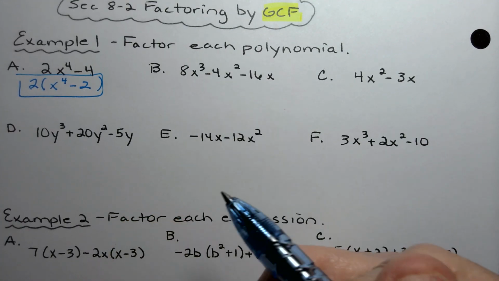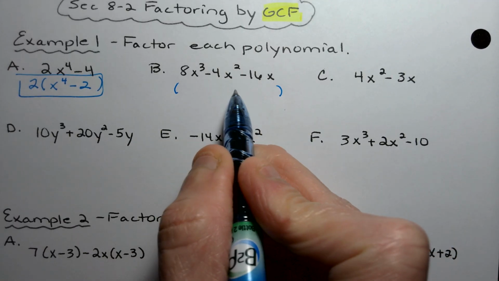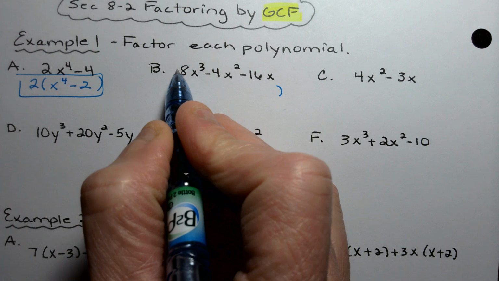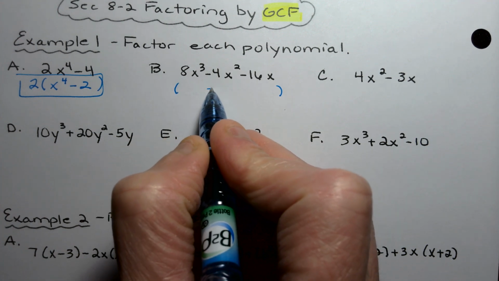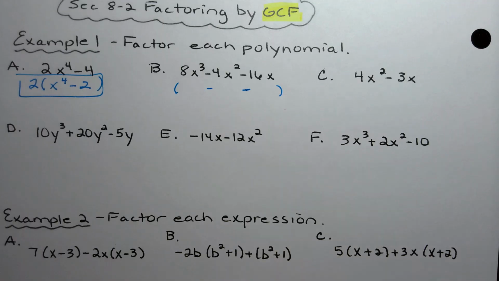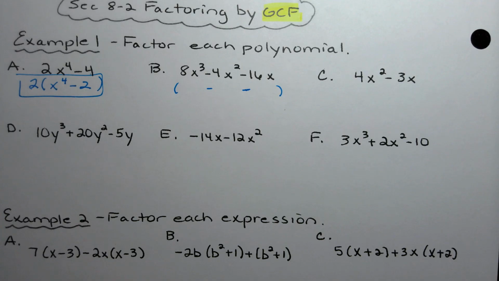So we have 3 terms. So again, when I do this parenthesis, I'm going to still have 3 terms in here. And in fact, because this one is a positive, I can already even put these subtractions in there, because they're both going to stay subtraction. So let's look at the number first. We got an 8, a 4, and a 16. What can you divide all 3 of those by?